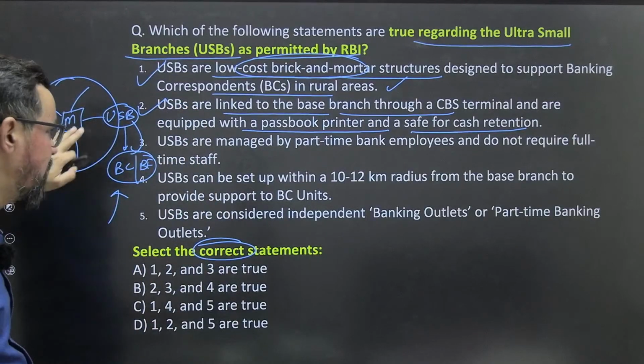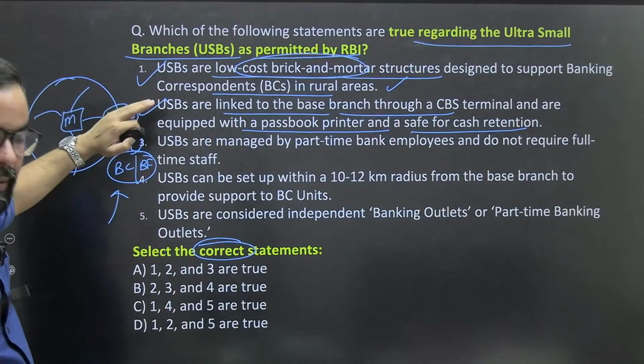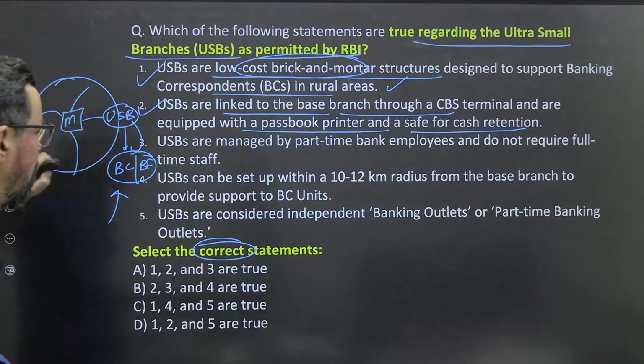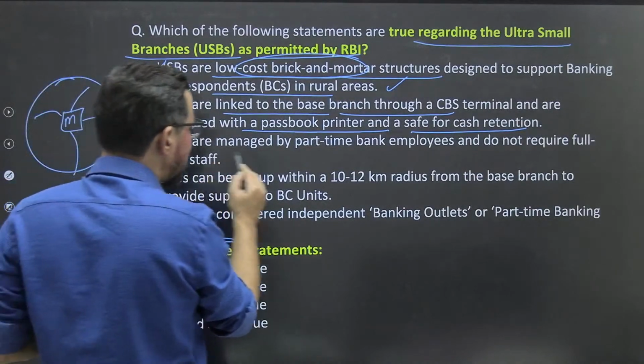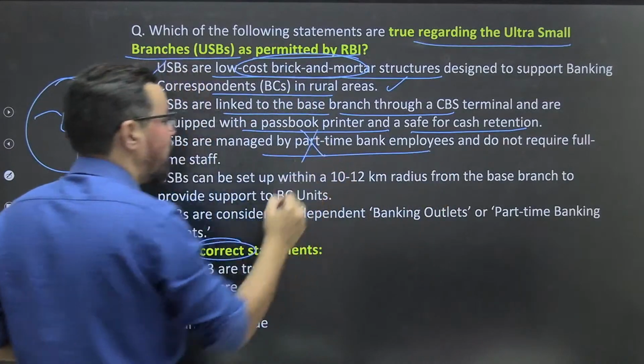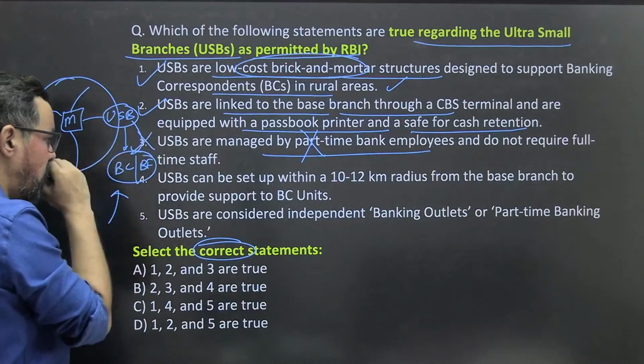This is your head branch, your base branch, and they are linked with the CVS system. Now every branch is linked with the CVS and all. Okay? Ultra small branches are managed by part-time employees. No, they are also full-time members of that particular bank itself. So this makes this statement wrong.